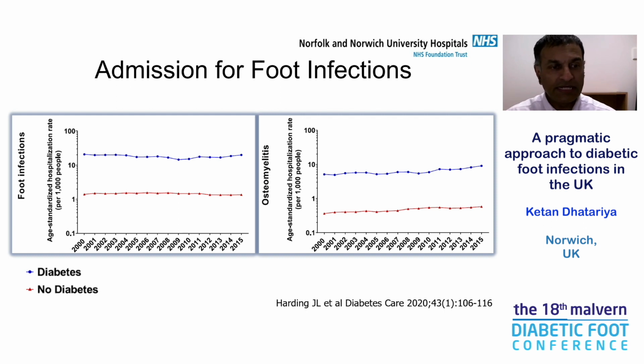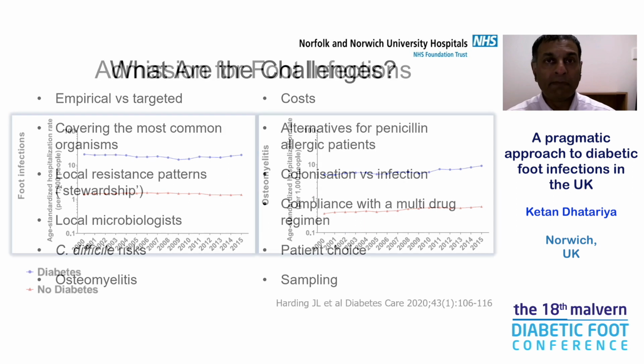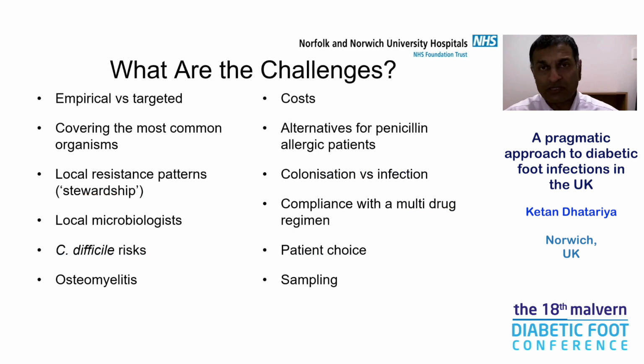So you can see in the red line the admission rates of foot infections and osteomyelitis in people without diabetes, and those with diabetes in the blue line. And you can see consistently over the last 20 years or more, the rates of infections and admissions for infections has been much greater in those people with diabetes, as we would expect.